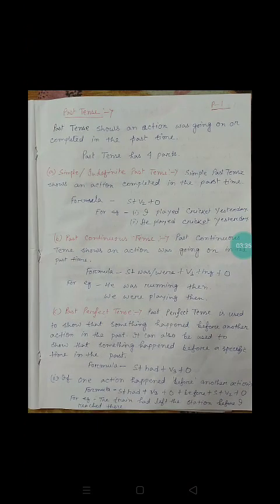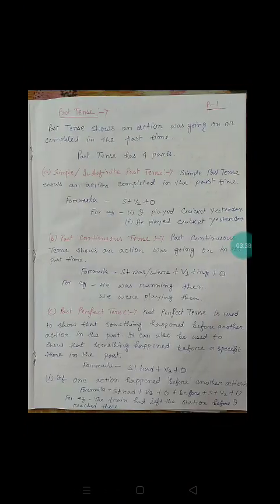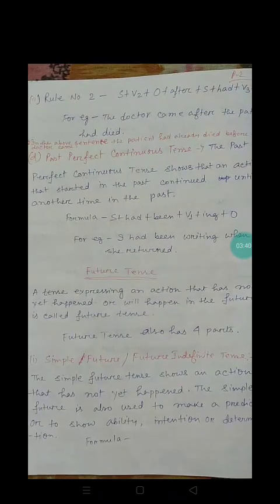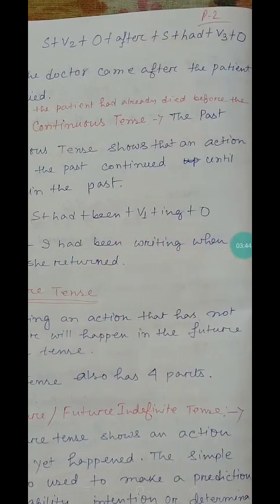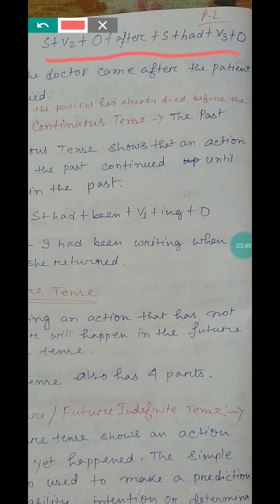Okay, so now coming to the second formula. So it is the rule number 2 or formula number 2. Subject plus V2 plus object plus after plus second subject plus had plus V3 plus object. So this only you can apply if the word after is written in the sentence.